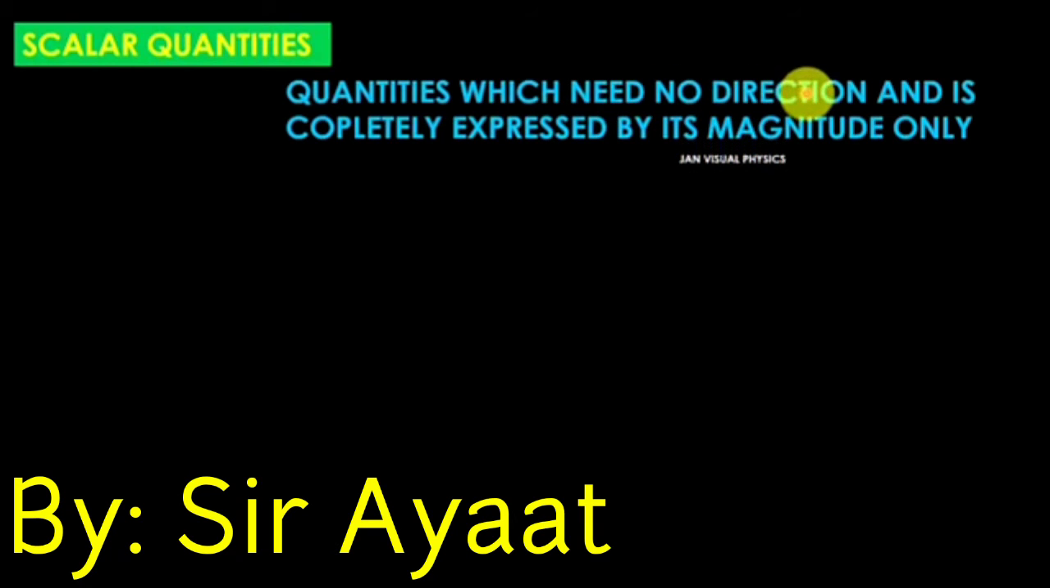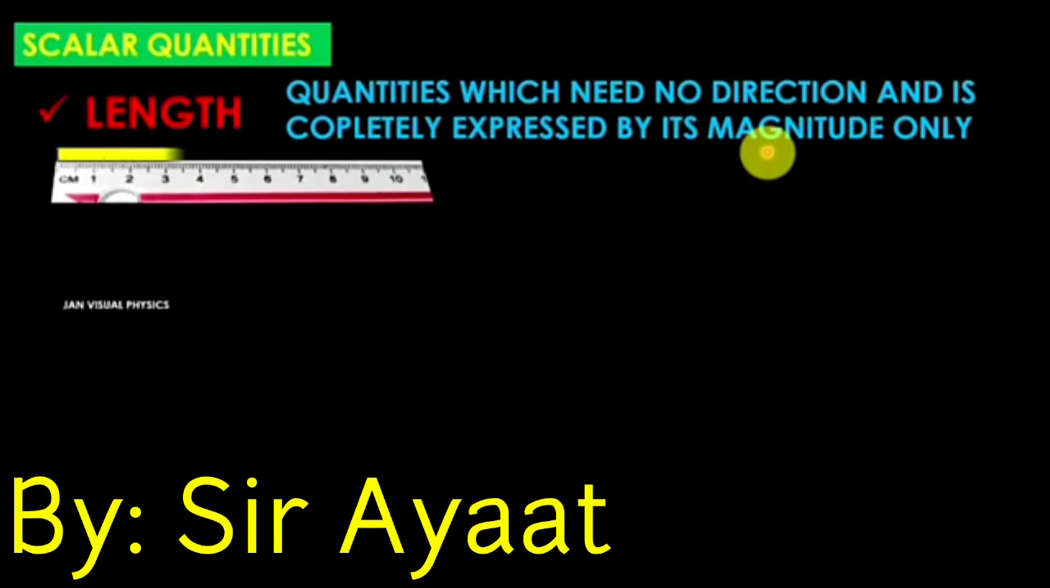Scalar quantities are those quantities which do not need any direction for their specification, and simply we can say that we can express them only by their magnitude. A number with proper unit is called magnitude. For example, 10 kg. Here 10 is a number and kg is a unit. So a number with proper unit is magnitude.